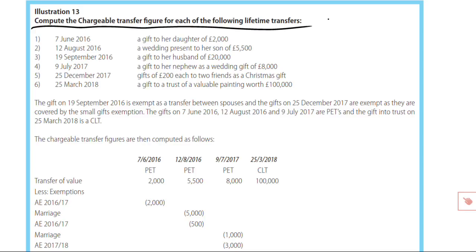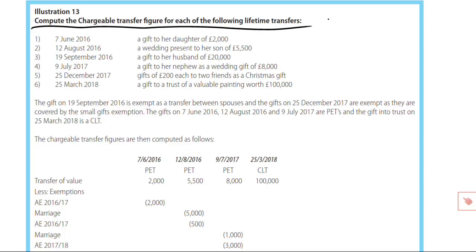If, of course, we've got something like a small gift, then that would be exempt full stop and wouldn't create any chargeability. So let's go through each of these and see how we would identify relevant information about each to be able to compute the chargeable transfer figure for each of these lifetime transfers.